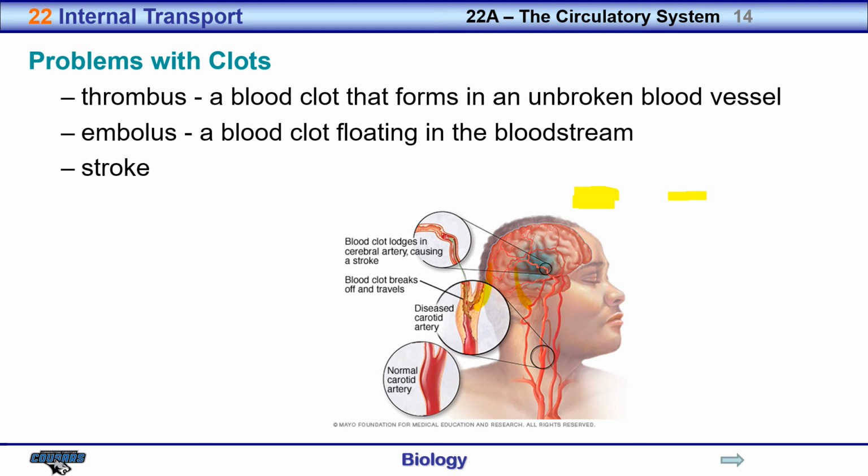So beginning tomorrow, we're going to start talking about the heart and how it moves blood throughout the body.